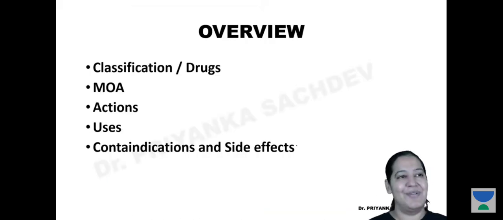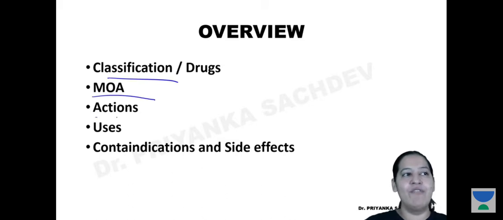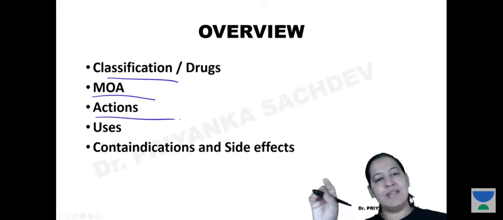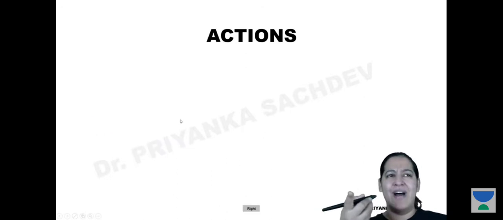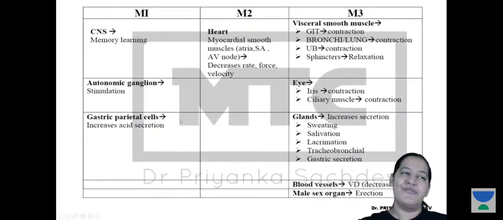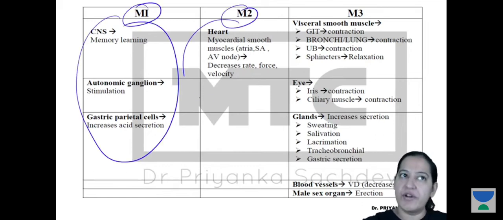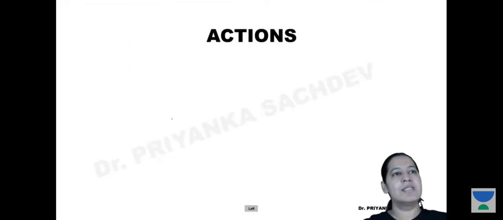Okay, let me move ahead. We are done with classification. We are done with mechanism of action. Now actions. Actions are very easy, it is like fun. इस पूरे टेबल का हमें रिवर्स करना है. We will do just the reverse of this table. First we will start with M1 and reverse these things. Then we will come to M2, reverse these things. Then M3, reverse these things. Then we will come to uses and adverse effects.